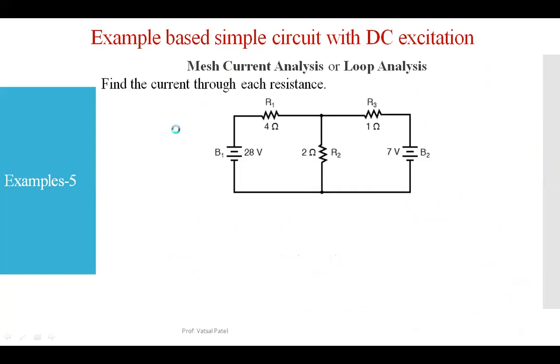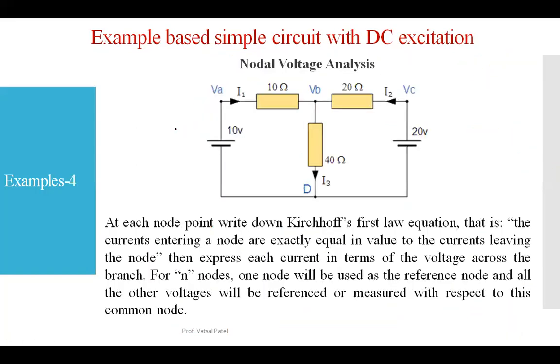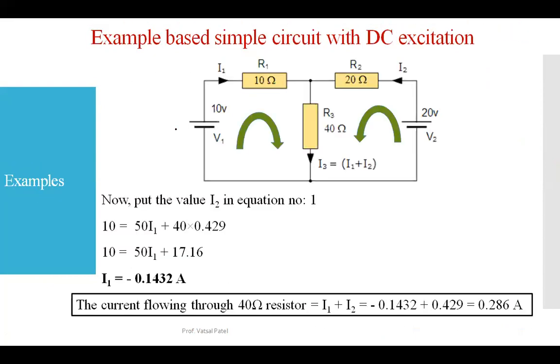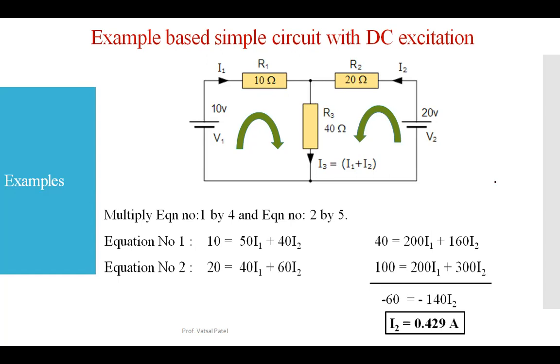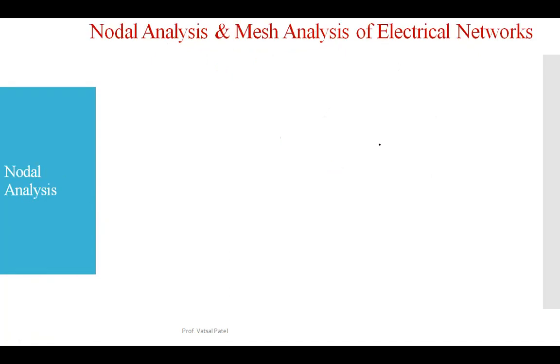So this value you can identify or cross check with your mesh analysis also. I3 we are getting is 0.286 ampere, I1 we are getting is minus 0.1432 ampere, and I2 we already got is 0.429 ampere. So this is the same value you get if you apply the nodal analysis to the same example.